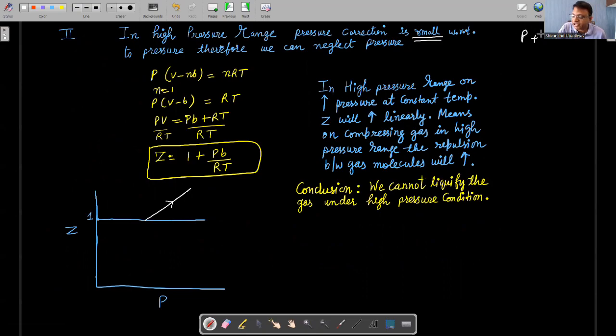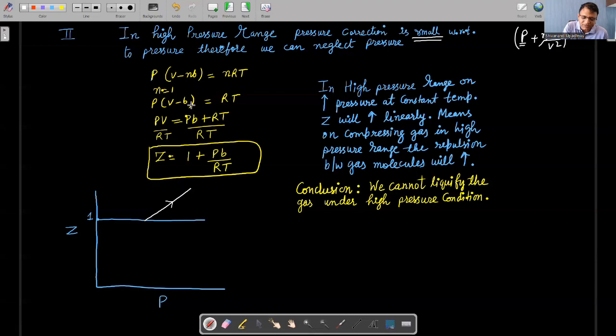This is a very high value, and now we compare this value with the pressure correction n square a upon V square. From experiment we are getting that this value is 20 times or more than this value. So we are taking this approximation, we are neglecting this value. So in high pressure range, when we neglect this value, we can write that P into (V minus nb) is equal to nRT. When n is equal to 1, we can further simplify.